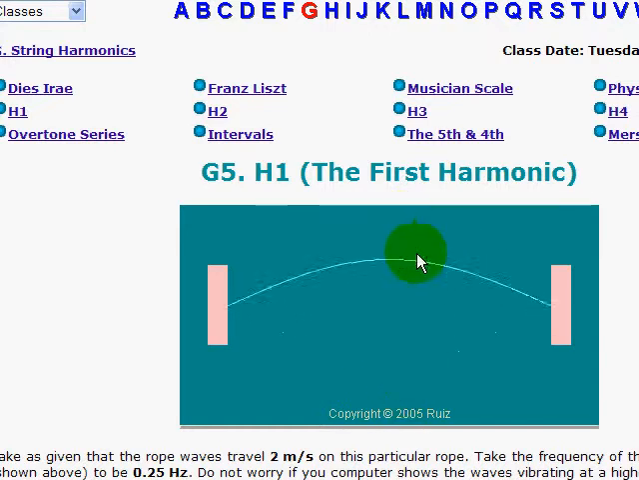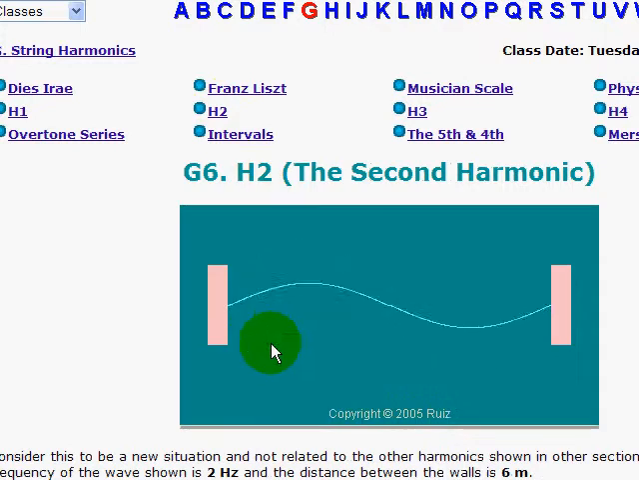Crest, trough, crest, trough, crest, trough. A crest turns into a trough and vice versa. This is the most simple vibration for the string. The second harmonic has a crest and a trough taking turns, one here crest trough, and here the reverse taking place. You have two halves.